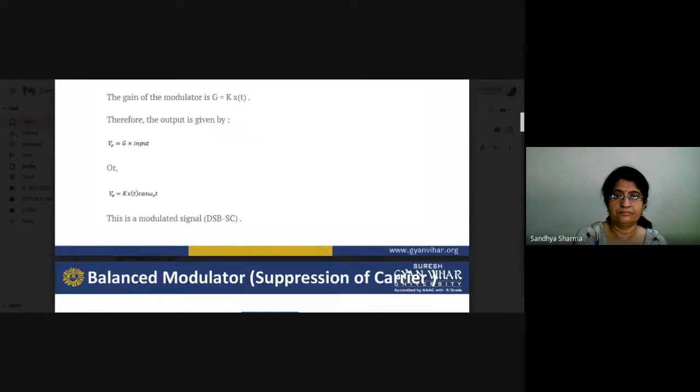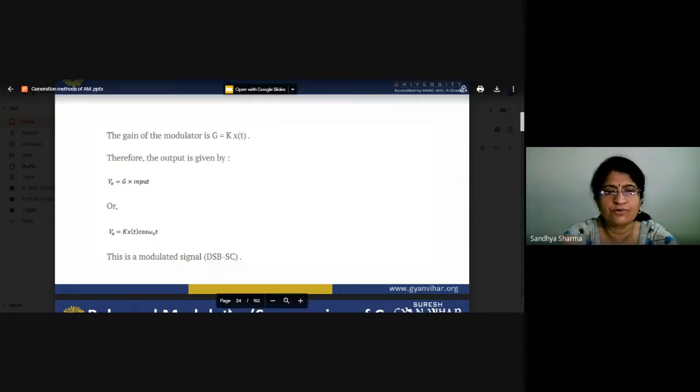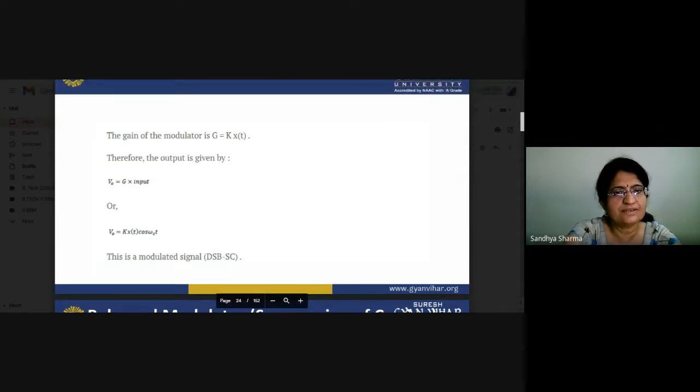Now we will see the gain of the modulator. What is the gain of the modulator G? We can define it as K into xt. If we talk about the output V0, the output is equal to gain into the input, and the gain of the modulator is equal to K into xt. So we can write our output voltage V0 equals K xt into cos omega ct, and this is the modulated DSB SC signal: K xt cos omega ct.